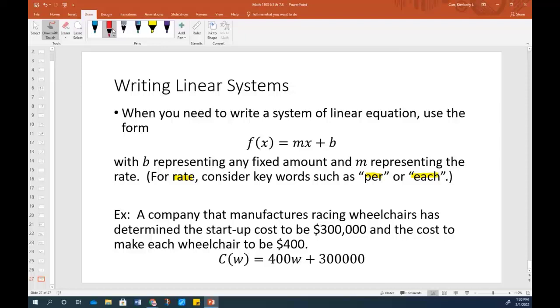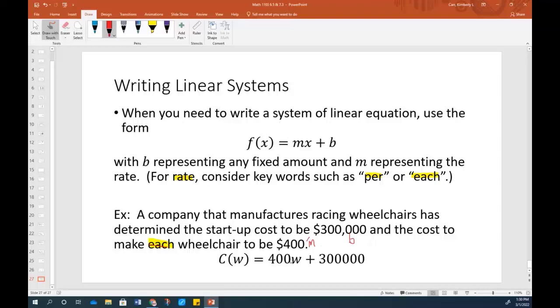$300,000 and it was a startup. I know that's fixed. That is not going to change. That is like the B, or the beginning cost. Think of B as beginning. And the cost to make each wheelchair. There's my key rate word. Each. Each means that I'm dealing with a rate. And so whatever is each, 400 is each. That is my M value.